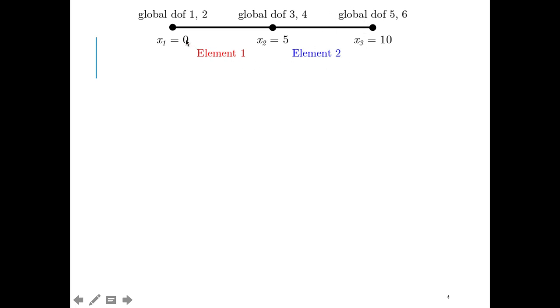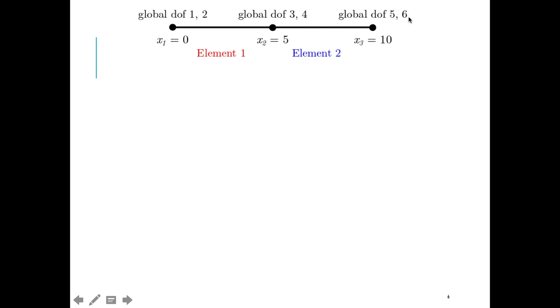So element 1 has nodes at x equals 0 and x equals 5, and then element 2 has one node, this x2, and then finally the third node at the end of the beam at x equals 10. Now recall that for our Hermitian shape functions we have 2 degrees of freedom per node. So I have to give these degrees of freedom some names. So I'm going to say this node has global degrees of freedom 1 and 2. Node 2 has 3 and 4. And then finally this one has global degrees of freedom 5 and 6.